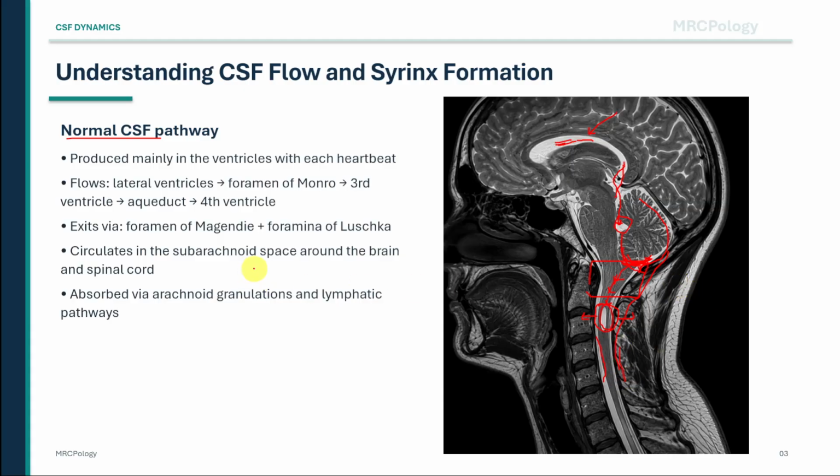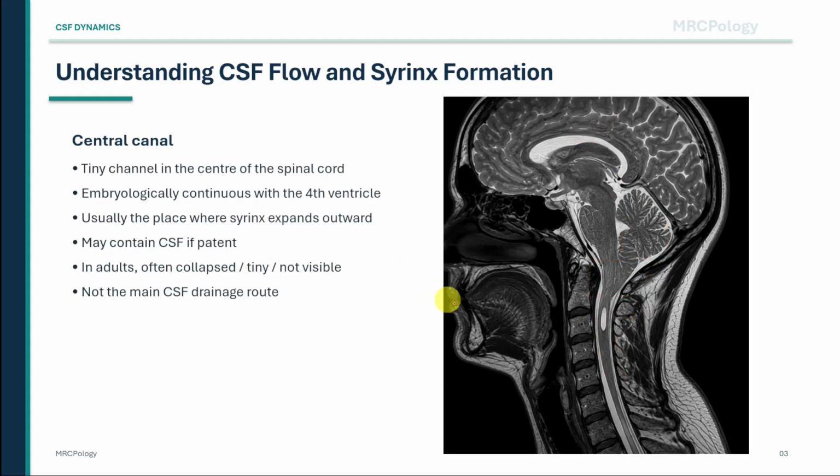Now, the central canal is a small channel in the center of the spinal cord. Embryologically, it is continuous with the fourth ventricle. In adults, it is often tiny, collapsed, or not clearly visible. This is important because students sometimes imagine that the central canal is a major drainage route for cerebrospinal fluid. It is not. The main cerebrospinal fluid circulation is in the ventricles and subarachnoid space. But because the central canal lies in the center of the cord, a syrinx often expands from this central region outward.